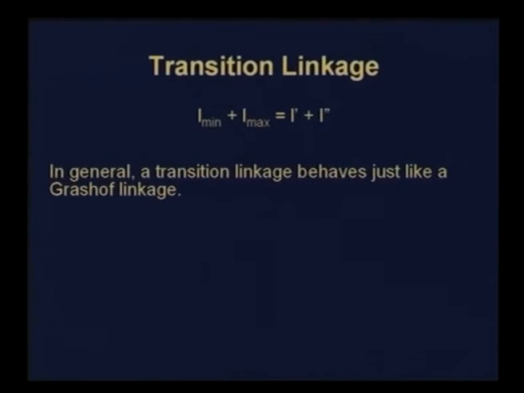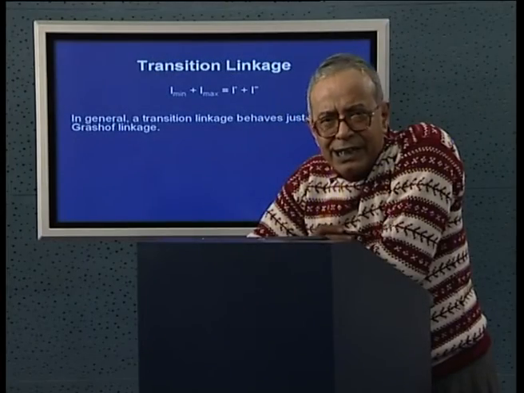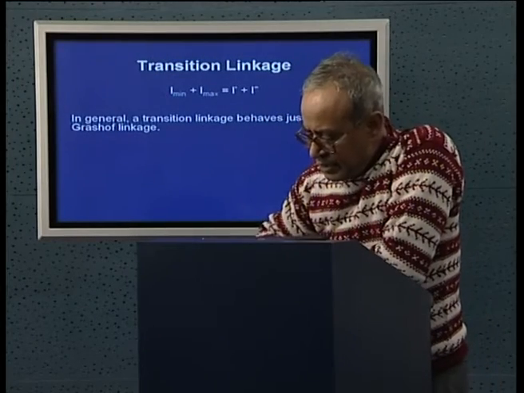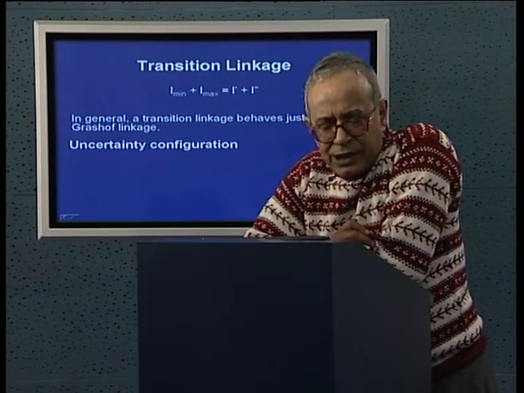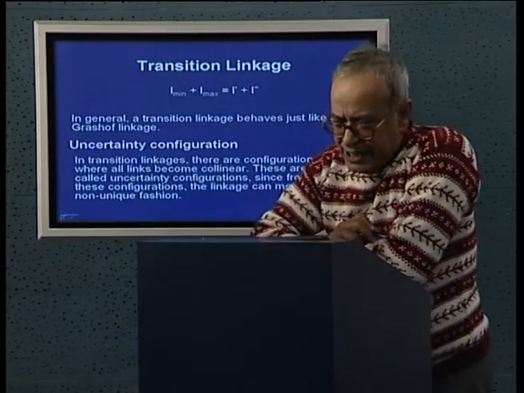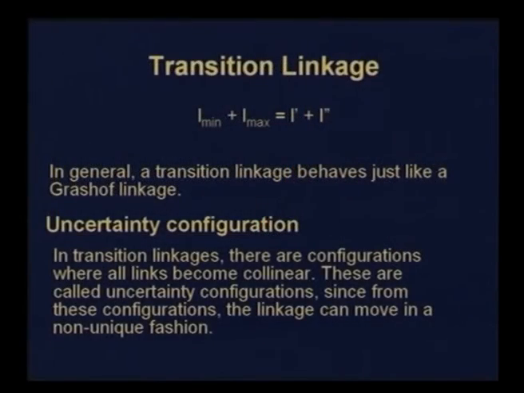However, in this transition linkage, when L min plus L max is exactly equal to L prime plus L double prime, then it is obvious that there will be configurations when all the links become collinear. And this collinear configuration is called uncertainty configuration. In these transition linkages, there are configurations where all links become collinear, which are called uncertainty configurations, since from these configurations the linkage can move in a non-unique fashion, as we shall demonstrate later with a model.